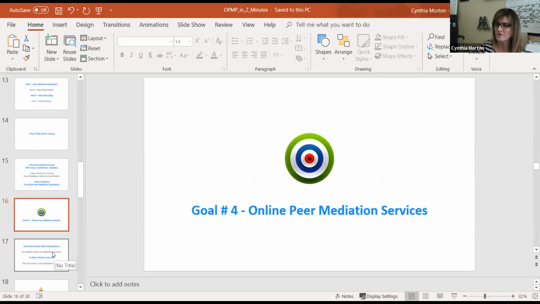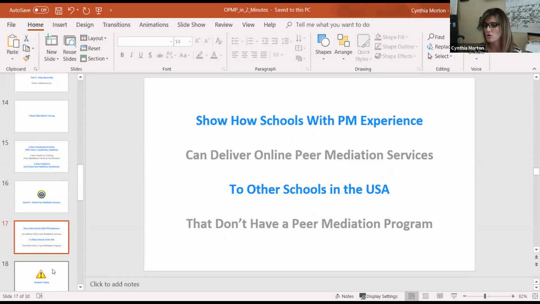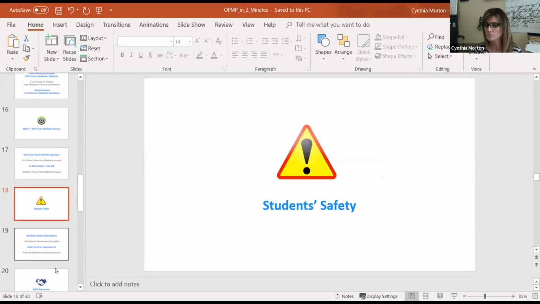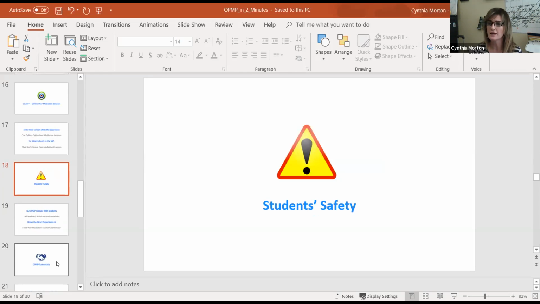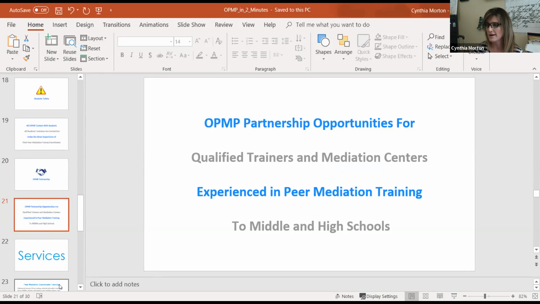Fourthly, this is our dream that we would have online peer mediation services for schools that don't have peer mediation. We're not quite there yet, but we're hoping to get there, and we're very conscious that student safety is pivotal. So we also take into consideration that the schools need to know their peer mediation is happening. We don't have direct contact with students. The coordinator does. So if that's something of interest to you, again, we're looking for partners out there. We're looking for qualified mediators, educators, and anyone who might be interested.